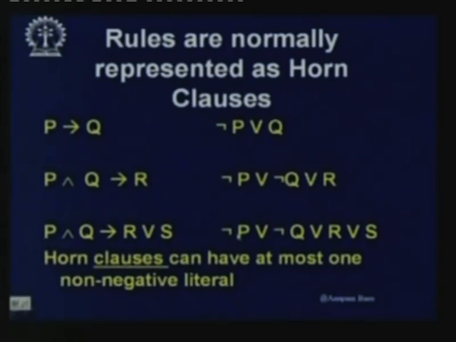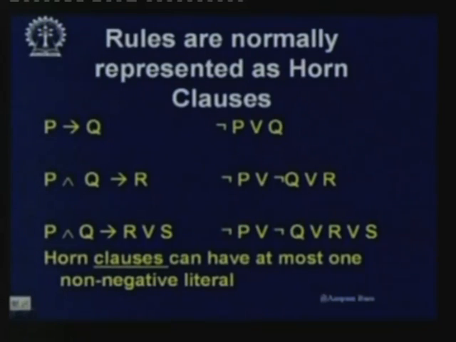Now, this is not a horn clause. What is a horn clause? First, let's look at that. Horn clauses, first of all, must be clauses, that is why I have underlined it. Horn clauses can have at most one non-negative literal. Look over here. Here we have Q as a non-negative literal. Here R is a non-negative literal. There is only one non-negative literal. But in this case, we have two non-negative literals. So this is not a horn clause.